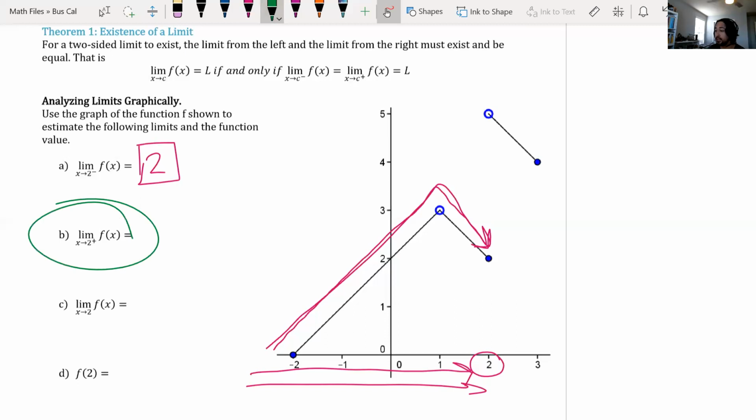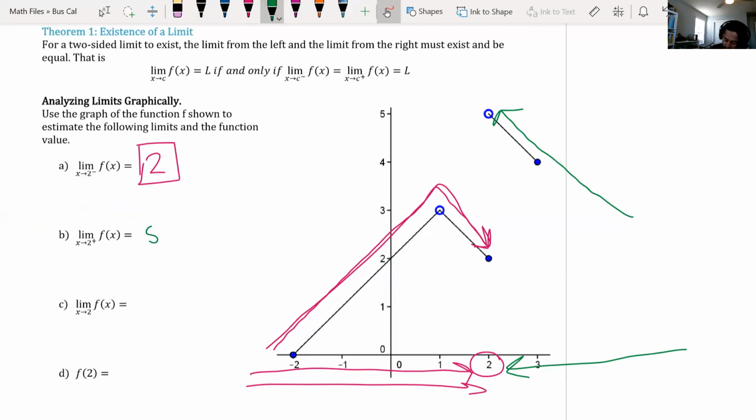Okay. And then let's do it again. Let's go ahead and answer B. This says, what is the limit as x approaches 2 from the right? So here, we're going to approach 2 from the right. And as we approach 2 from the right, what value is y getting closer to now? 5. Good. We're getting closer and closer to 5. So my answer for this one is 5.